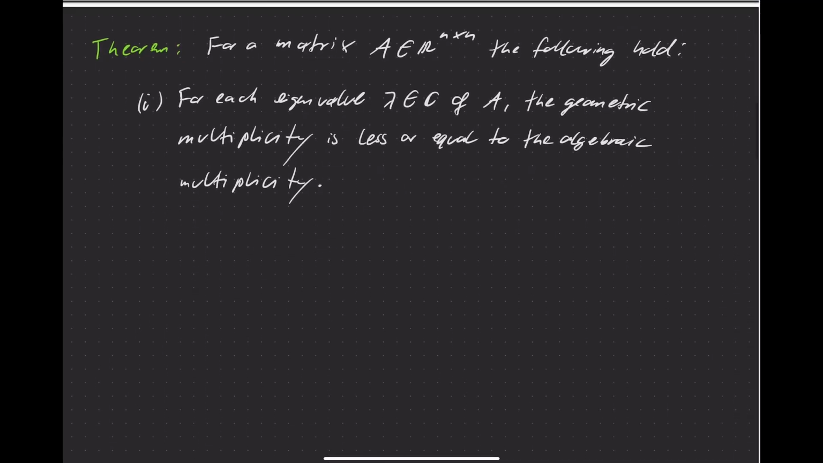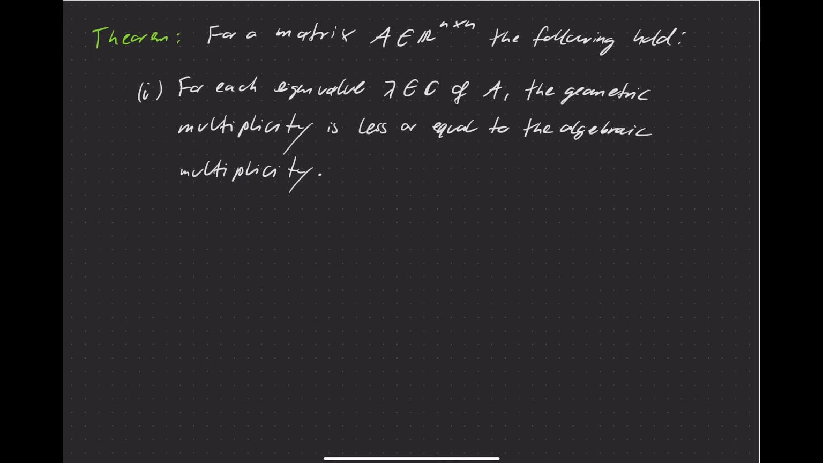So what that means is we can find at most algebraic multiplicity many eigenvectors that are independent. So in order to get a basis, we have to find exactly that number. And we have to guarantee that the eigenvectors for distinct eigenvalues are actually linearly independent. And that is part 2 of that theorem that guarantees us just that.